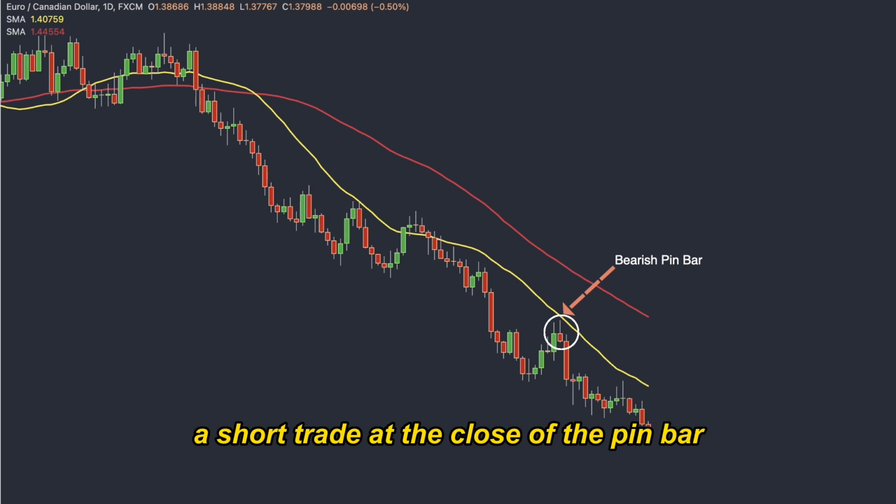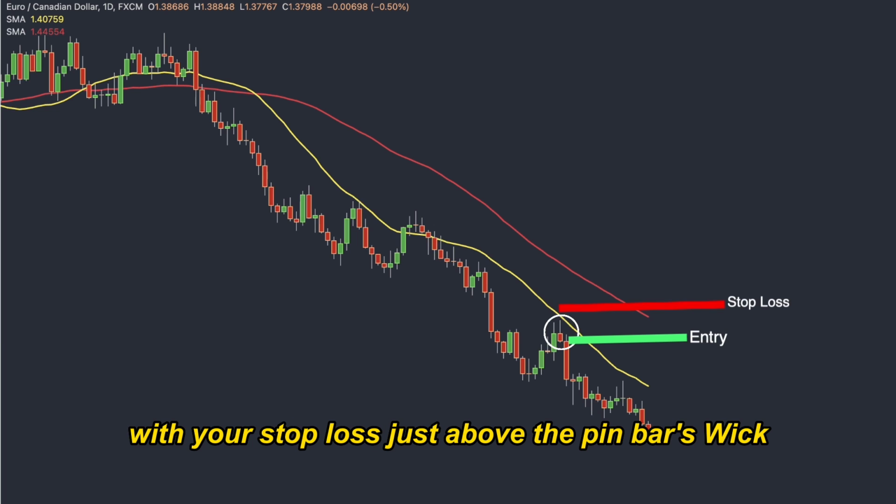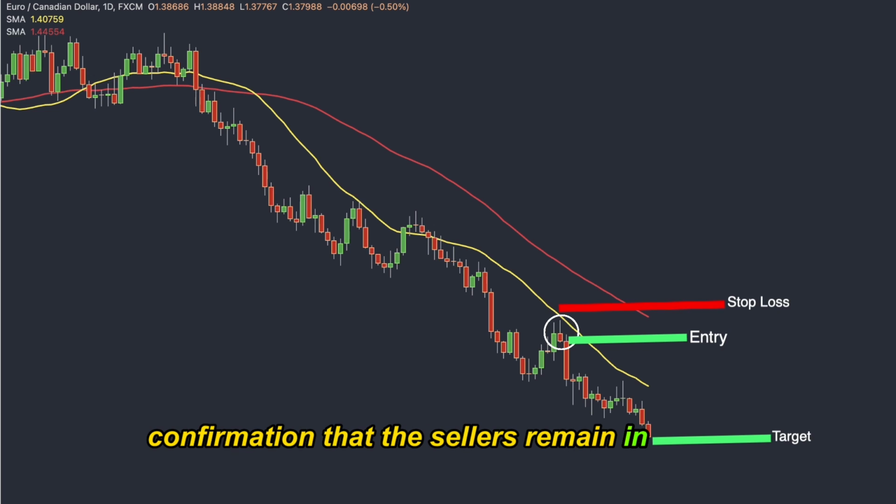A short trade at the close of the pin bar gives you a low-risk entry point, with your stop loss just above the pin bar's wick. As the downtrend resumes, the pin bar provides confirmation that the sellers remain in control.